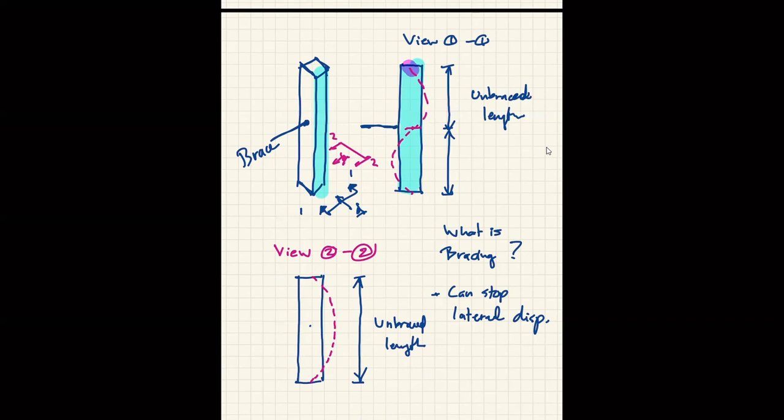Now, you must remember that the strength of your compression member is a function of the unbraced length, not a function of the length of the entire member. So even if I have a column 30 meters long, but I can brace it, say, every 3 meters, the load carrying capacity would depend on 3 meters, not 30. Okay?